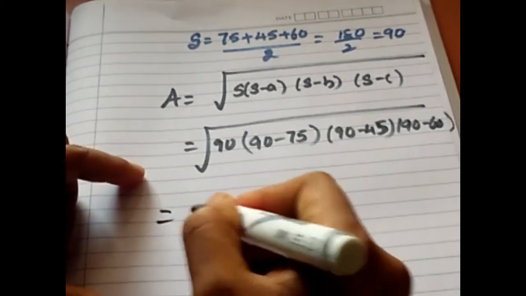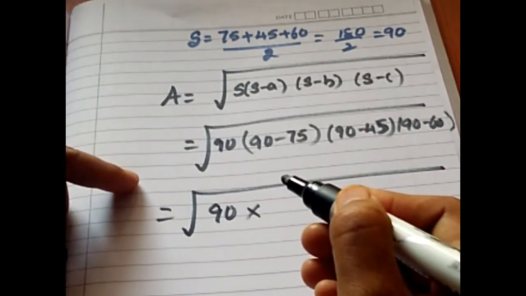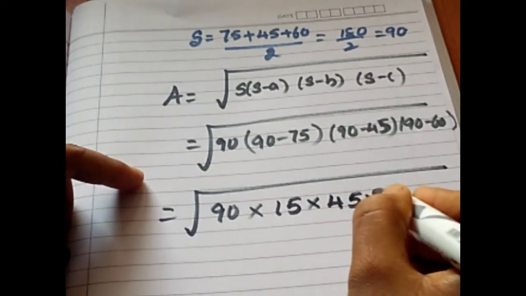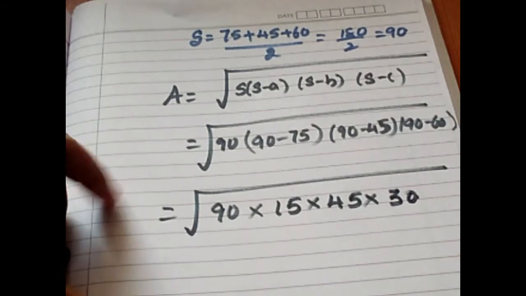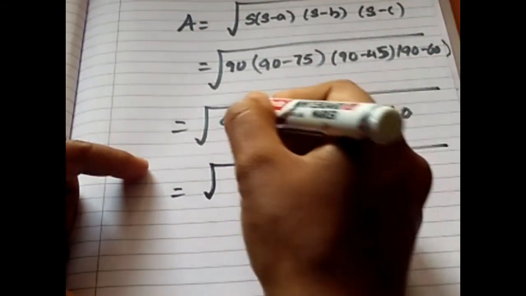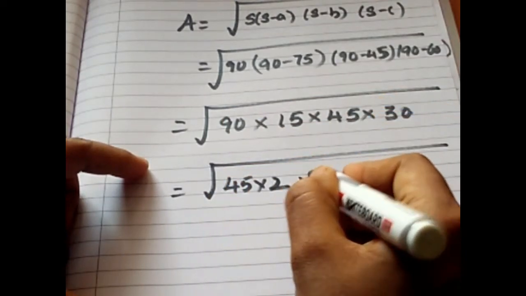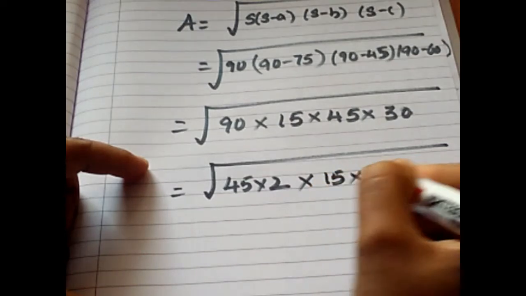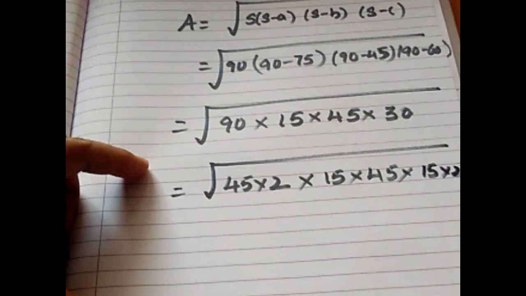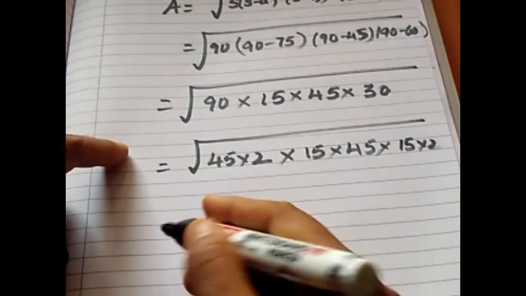So the solution is as follows: 90 into (90 minus 75 is 15), (90 minus 45 is 45), (90 minus 60 is 30). Come on children, think, how can you split? Can I make 90 as 45 into 2 so that I have 45? I'll keep 15 as it is, I won't touch, and this 30 I'll make it as 15 into 2. I told you this step you have to be very smart how to split this.